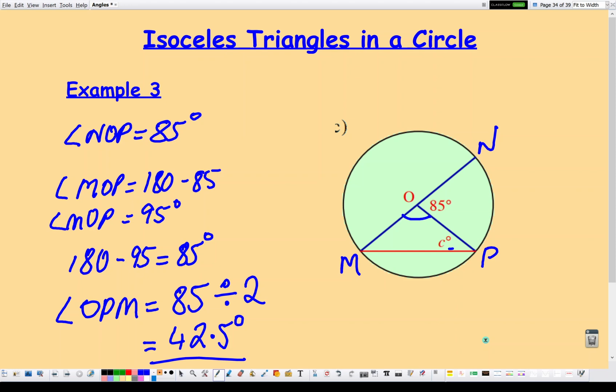Okay, so you should be able to use these examples now to successfully work your way through the exercise on isosceles triangles in a circle.